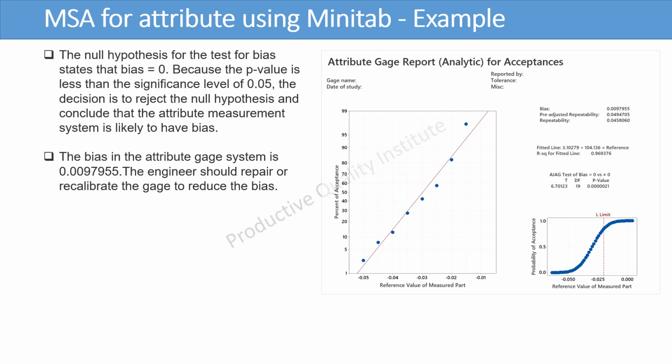The null hypothesis for the test for bias states that bias is equal to 0. Because the p-value is less than the significance level of 0.05, the decision is to reject the null hypothesis and conclude that the attribute measurement system is likely to have bias. The bias in the attribute gauge system is 0.0099. The engineer should repair or recalibrate the gauge to reduce the bias.